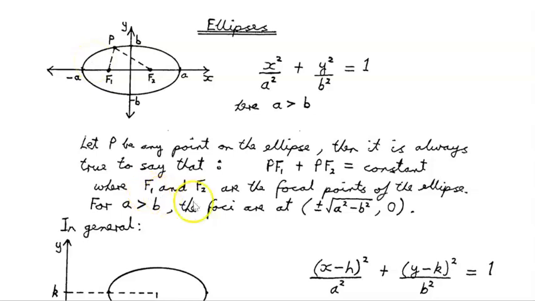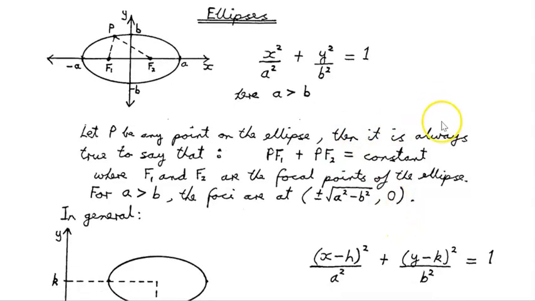Okay, here F1 and F2 are the focal points of the ellipse, and for A greater than B, semi-major axis oriented horizontally, not vertically. So A is the semi-major axis, B the semi-minor. For A greater than B, the foci are at plus or minus the square root of A squared minus B squared for the x value, and y equals 0. Swapped around the other way if you wanted the ellipse in a vertical direction.